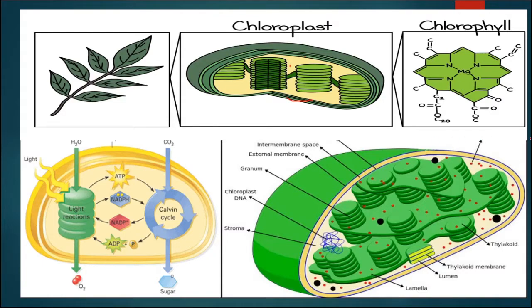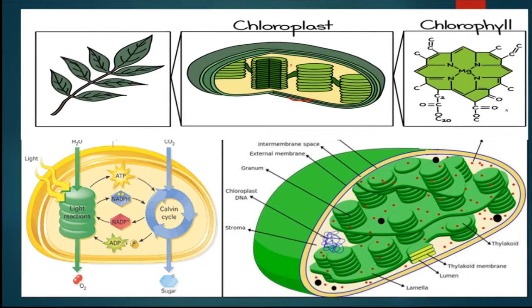In this process, how ATP, NADPH and ADP are synthesized, all this we will study in detail. This is the ultrastructure of the chloroplast, with both membranes and the intermediate space between them. Then this is the grana, chloroplast DNA, then stroma. This is the lumen of the thylakoid, and this is the lamellae, and the single one is the thylakoid. Collectively it is known as grana.